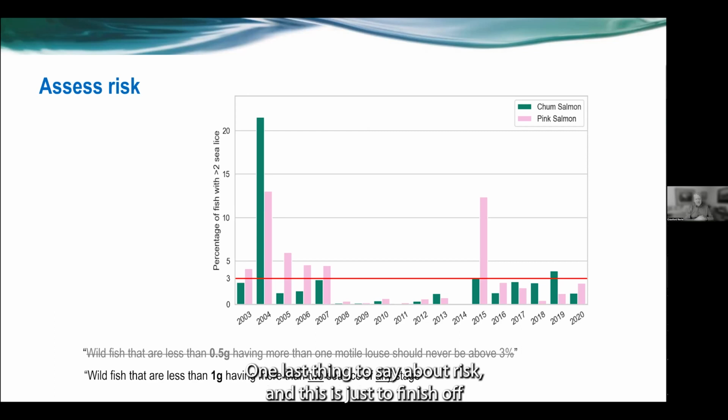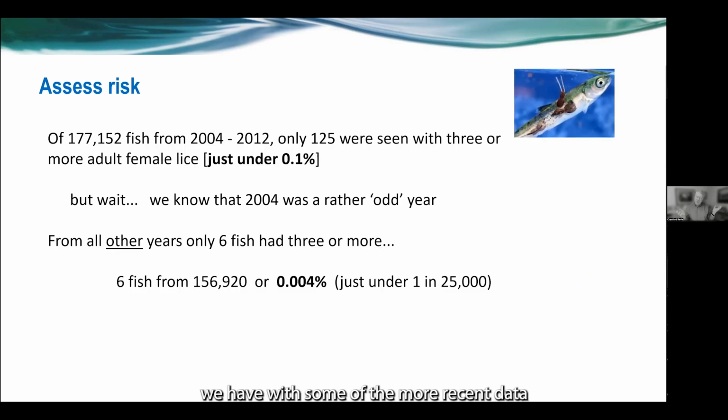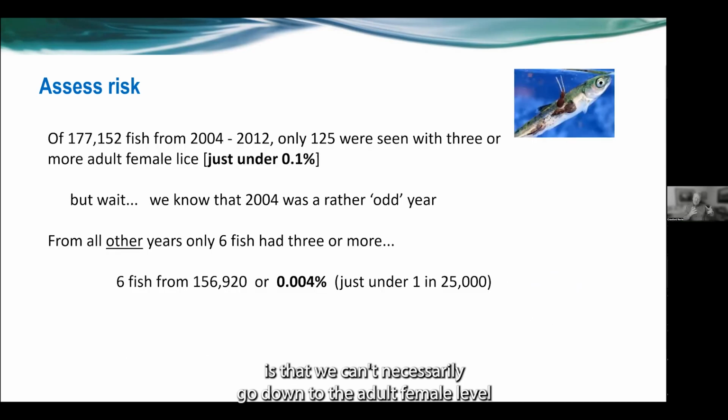One last thing to say about risk, just to finish off, because many of you have probably seen this picture or one very similar to it. My problem with this picture is not that fish like this don't exist. My problem is that having a discussion around risk based on a picture like this isn't really a fair representation of what we typically find. One of the slight problems we have with some of the more recent data is that we can't necessarily go down to the adult female level.